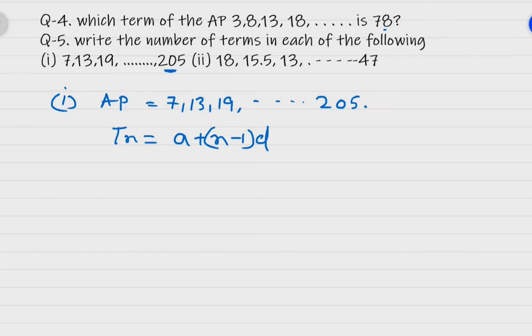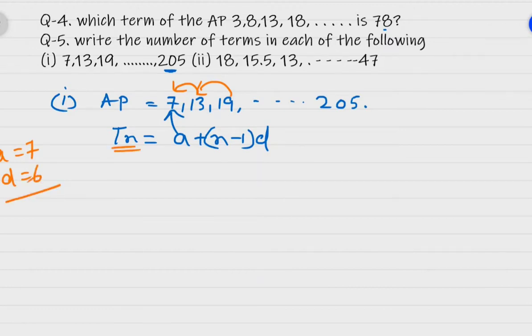So what is your A? Your A is equal to 7. And what is your D? Your D is nothing but 13 minus 7 or 19 minus 13. What is it? 13 minus 7, that is equal to 6. So your D is equal to 6. See, A is equal to 7 and D is equal to 6. Okay, just put it here.